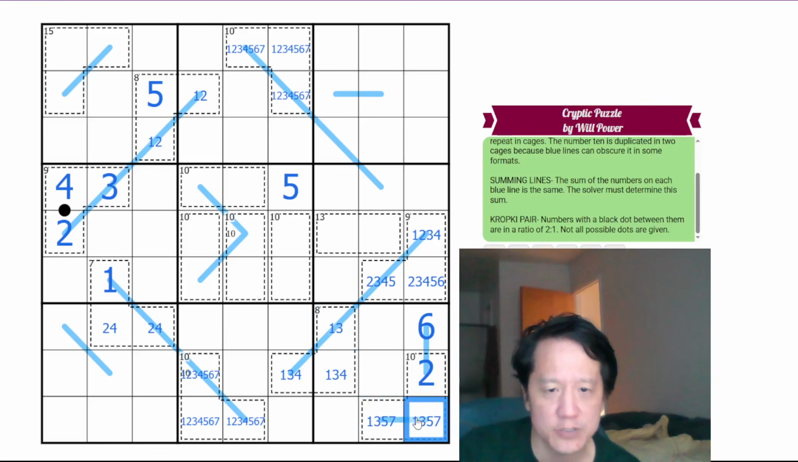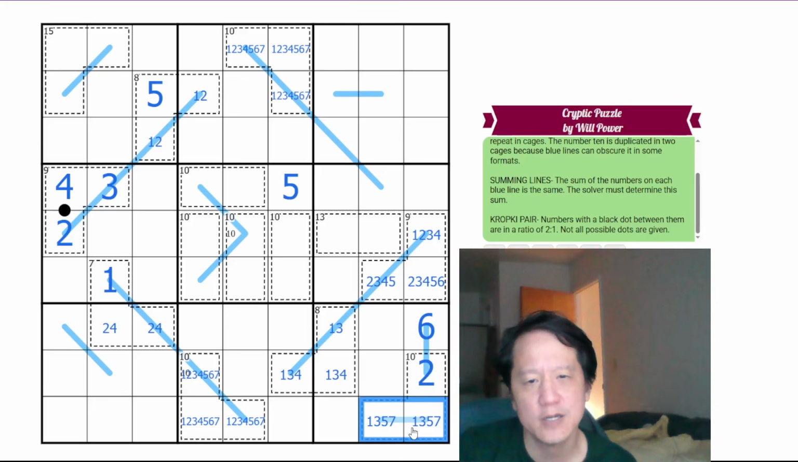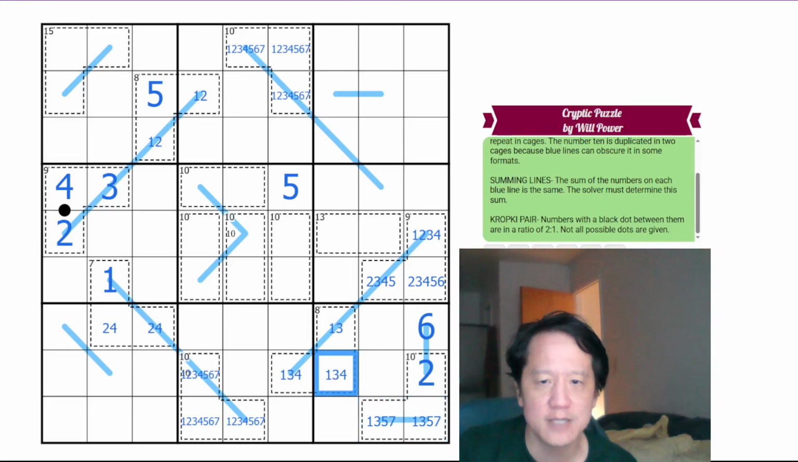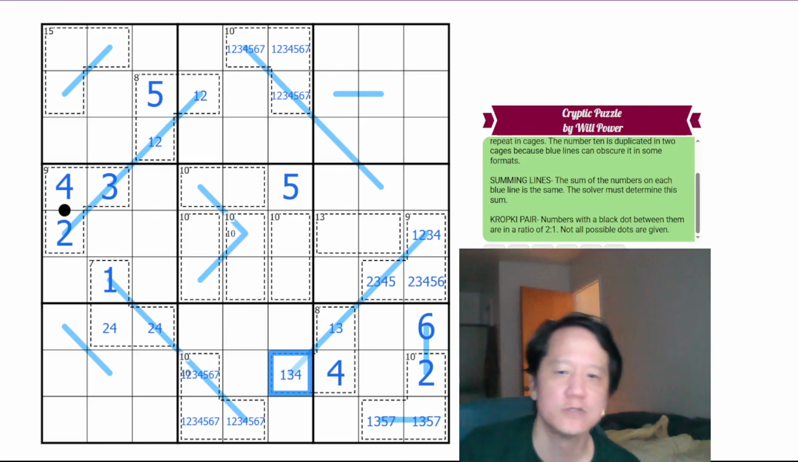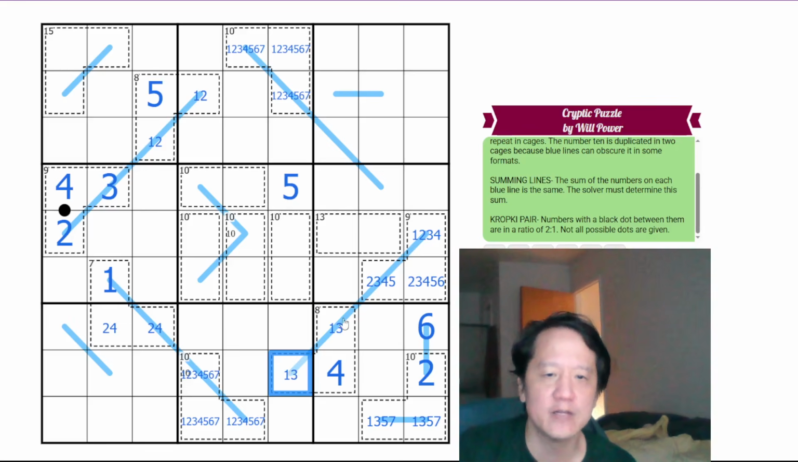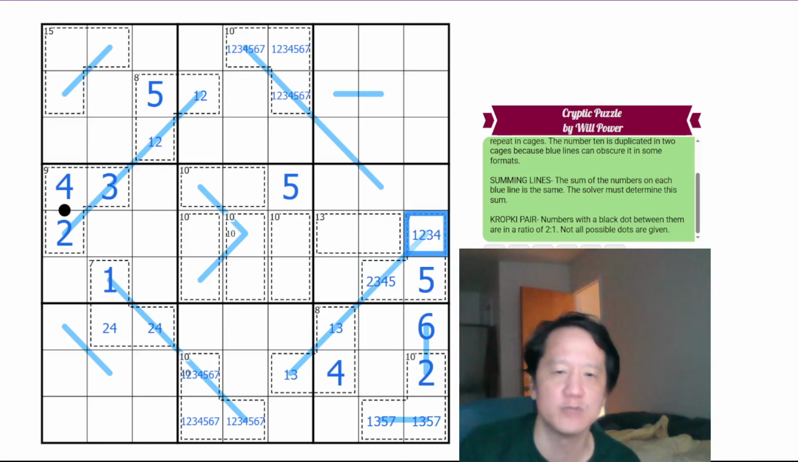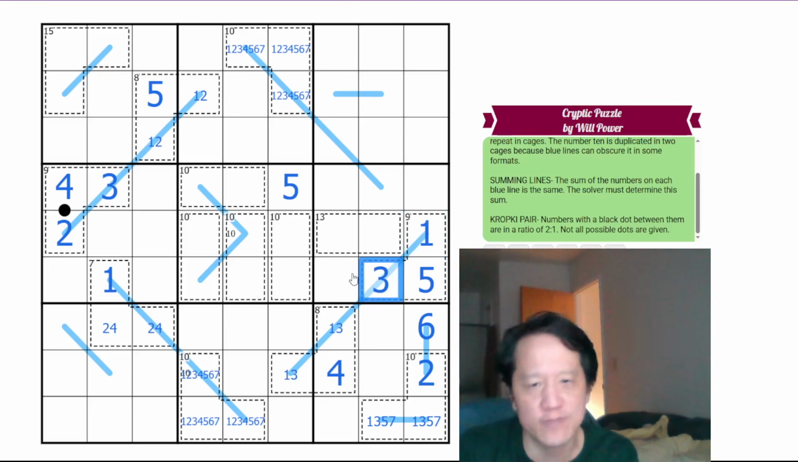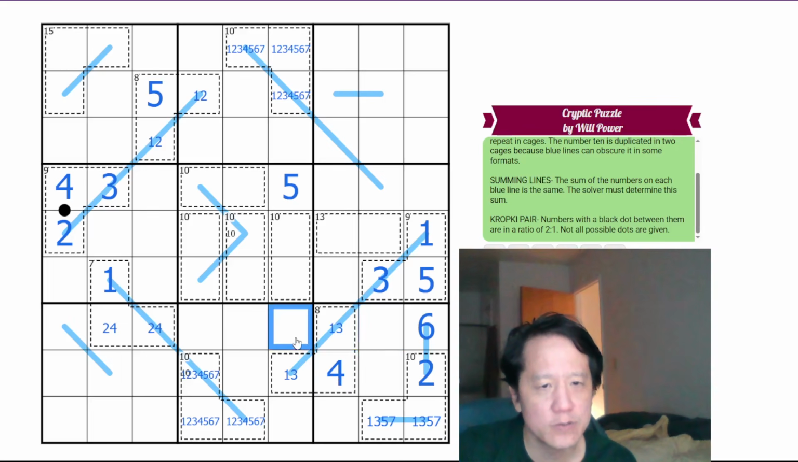One of these pairs to add up to 1 and 3 must be, to add up to 8, must be 1, 7 or 3, 5, which eliminates 1 and 3 from the rest of the box. This can't be 1 or 3, it's 4. So there's no 4 here. That means these add up to 4. So these two must add up to 4. Since these two must add up to 4, that means 4 plus 5 adds up to 9. So this is 5, which makes this 1 and 3 to add up to 4 there. Okay.